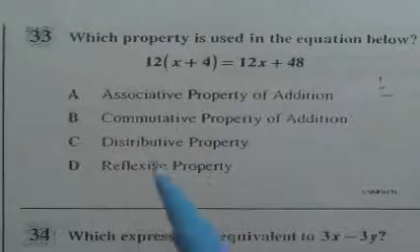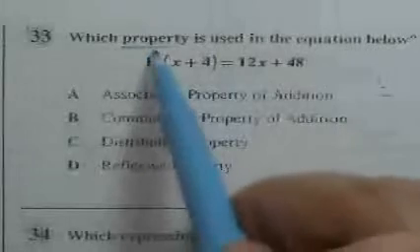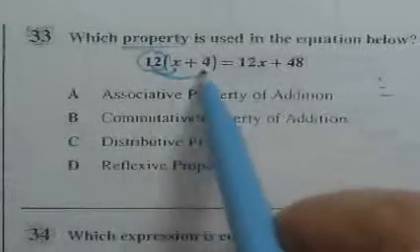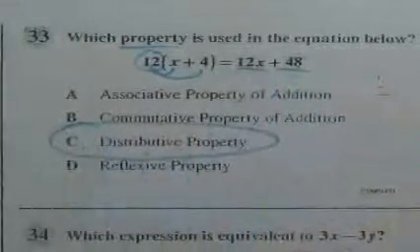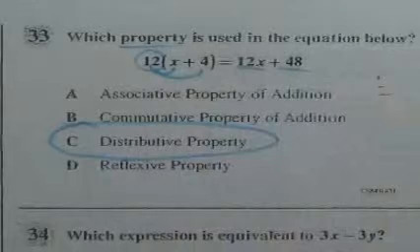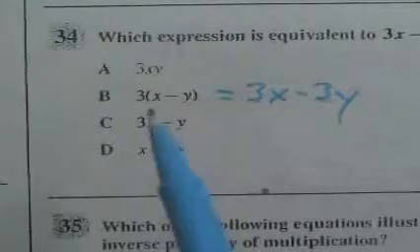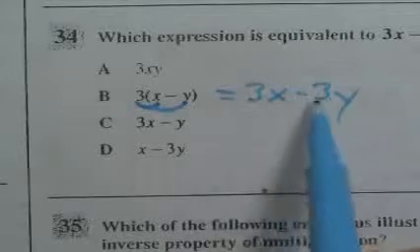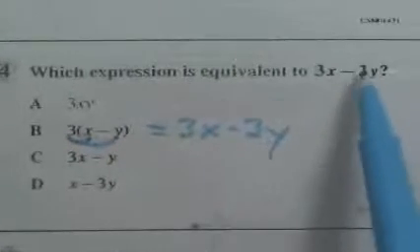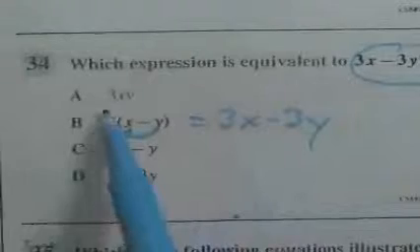Okay, I'm going back up to the top to number 33. We want to know what property this is. Looks like I'm taking the outside times each one inside. So that would be letter C, distributive property. On number 34, if you take letter B and you use the distributive property, 3 times x minus 3 times y, you get 3x minus 3y. That's the same as the problem. It wants to know which one's equivalent. The answer is letter B.